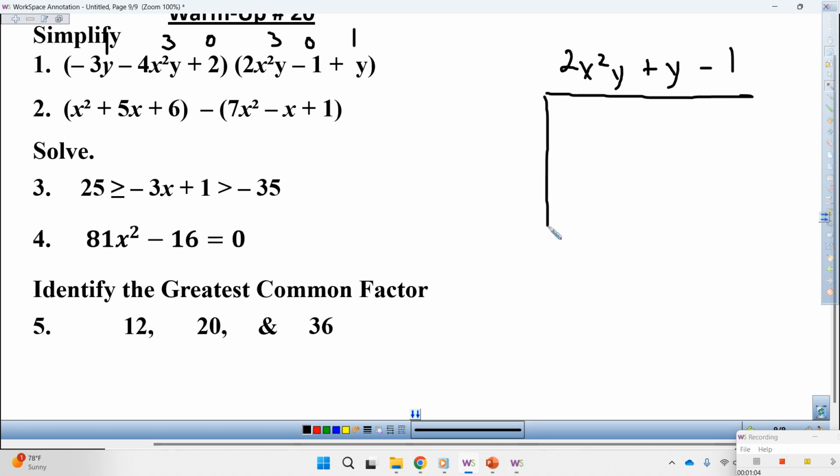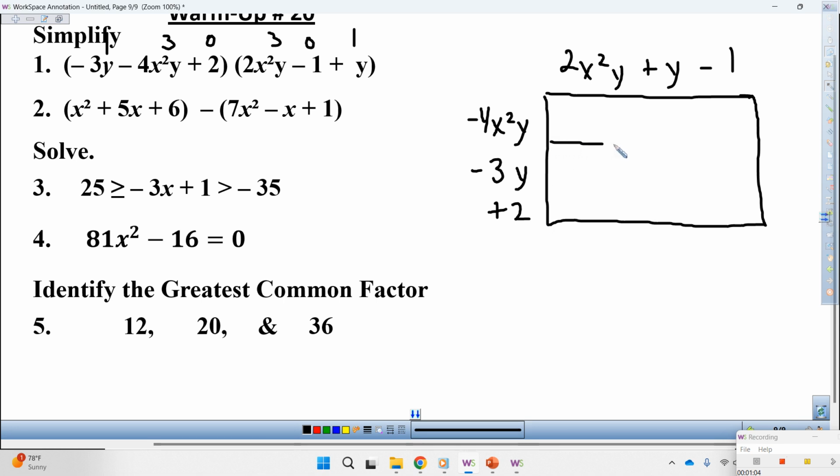I'm going to use the area model for this one. And my other one is negative 4x squared y, negative 3y, and positive 2. The reason I like to use the area model is because it keeps me organized. That's just me. I know you guys are more organized than me.